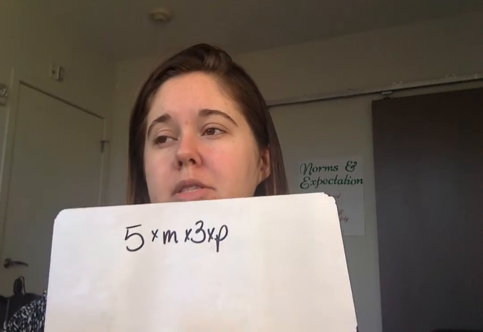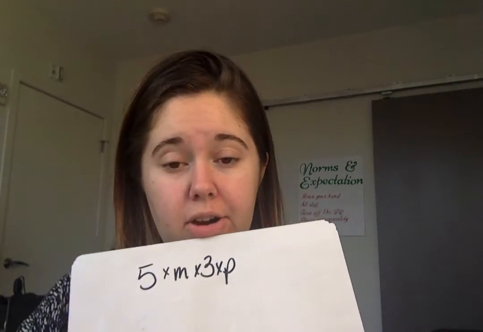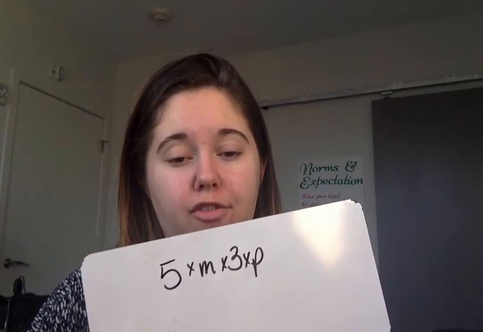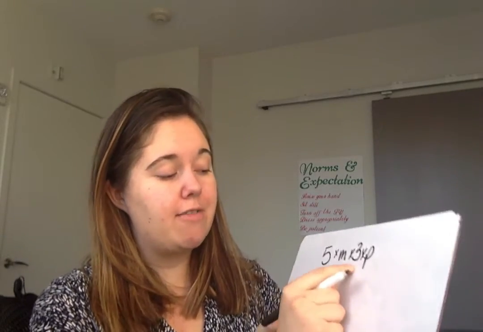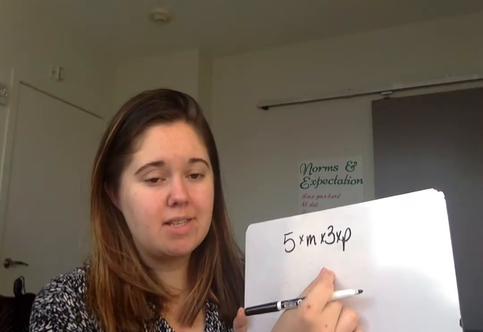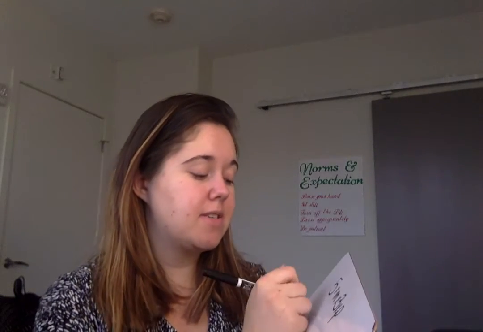5 times M times 3 times P. So here, we have to look at the numbers first. Numbers are going to be the first thing we put in here anyway. So I'm seeing a 5 and I'm seeing 3, and we're multiplying all of this. So 5 times 3 is 15.